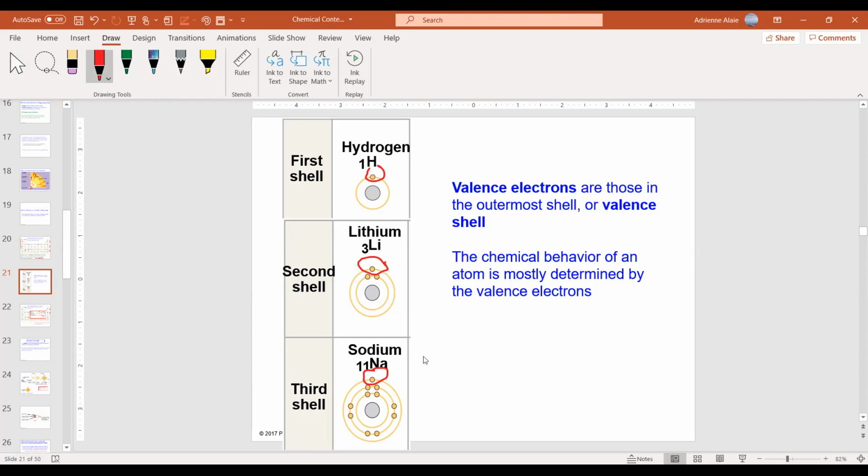chemically speaking because they only have one electron in their outermost shell, whatever it is. Whether it's the third, the second, or the first, their valence shell has only one electron. And the chemical behavior of an atom is mostly determined by its valence electrons. So not the electrons in its innermost shell. In this case, this is the innermost, its only shell. So it's not the electrons that fill the inner shells, if there are inner shells. It's the number that is in the outermost shell, the valence shell.